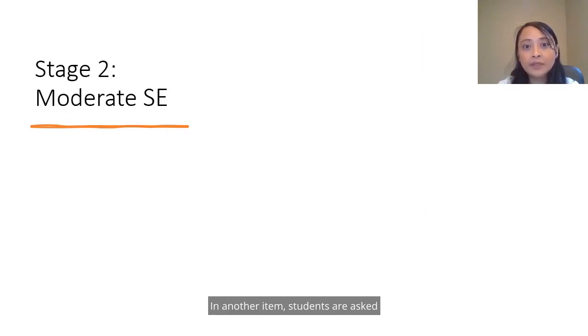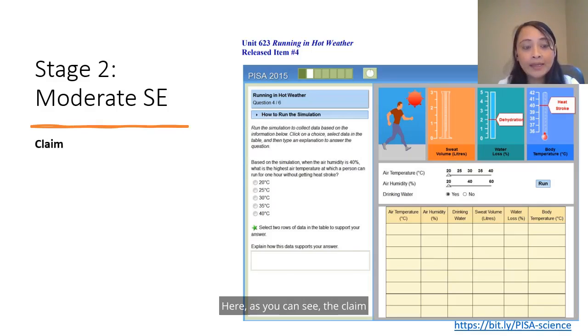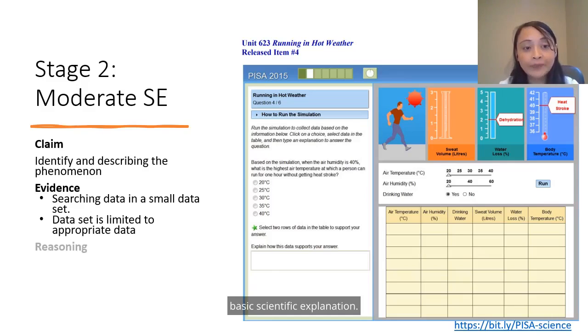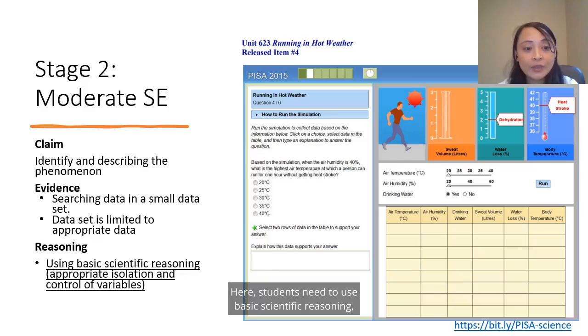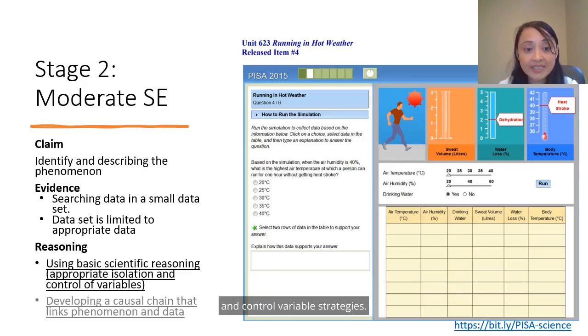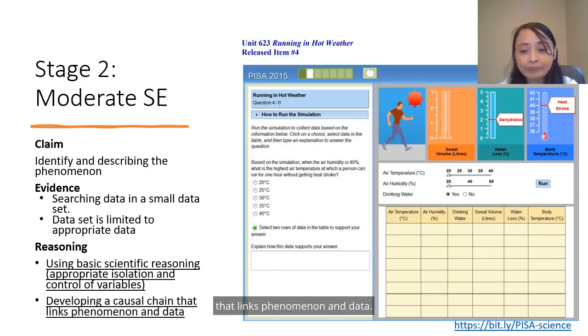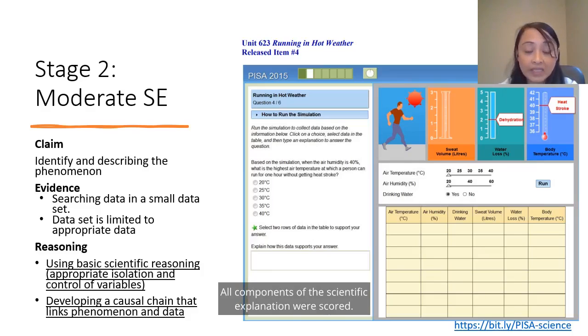In another item, students are asked to construct moderate scientific explanation. Here, as you can see, the claim and evidence are quite similar to the previous stage, basic scientific explanation. However, the reasoning component is a little bit more complex. Here, students need to use basic scientific reasoning, such as appropriate isolation and control of variable strategies, and they also need to develop a causal chain that links phenomena and data. So in this item, students are asked to answer claim, evidence, and reasoning correctly. All components of the scientific explanation were scored.